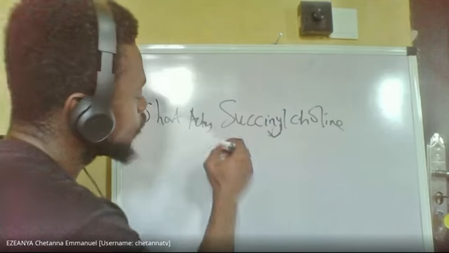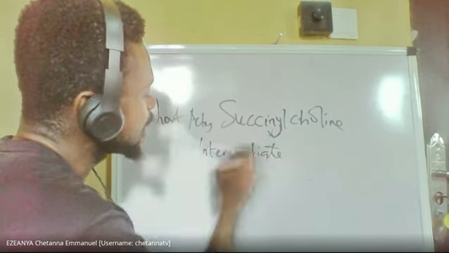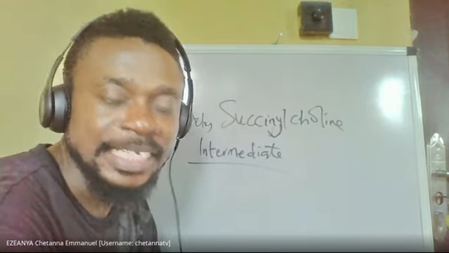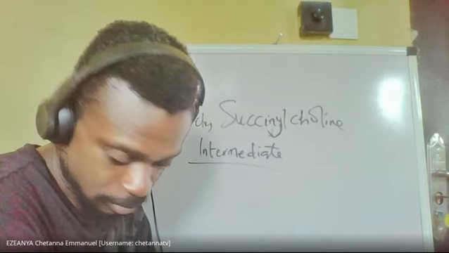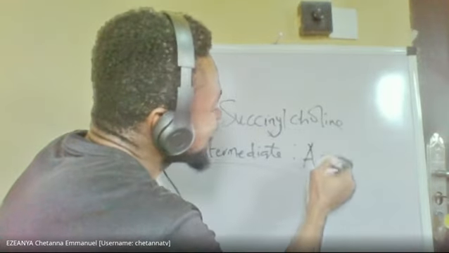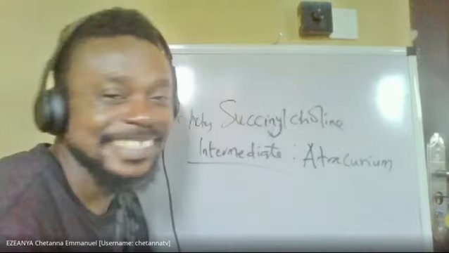So we have intermediate acting. Intermediate, that is in between. Intermediate acting ones, you see drugs like atracurium, cisatracurium, rocuronium. I know you will write it on the phone. Can you see it?